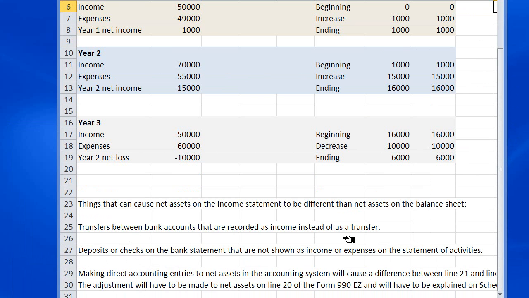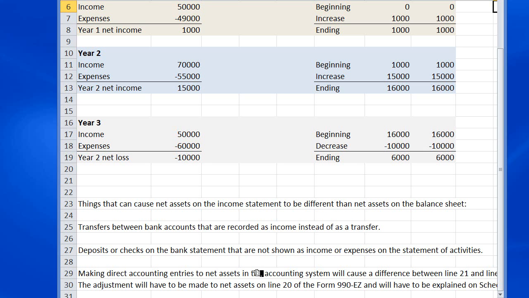Let's say that you have 2 bank accounts or 3 bank accounts, and you from time to time transfer money from one bank account to another. Some organizations will record a transfer as an income item, okay, or as an expense item, and they're not. Okay, you're just moving money from your left pocket to your right pocket. So transfers are neither income nor expenses.